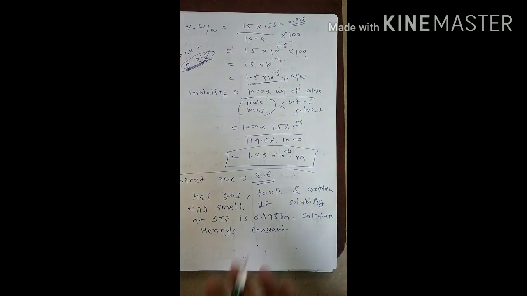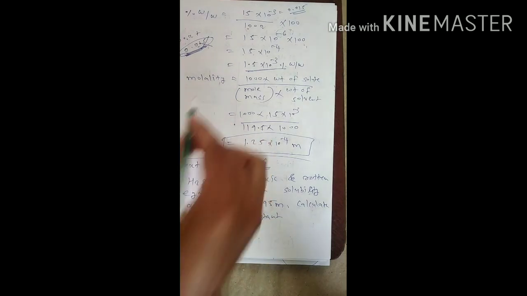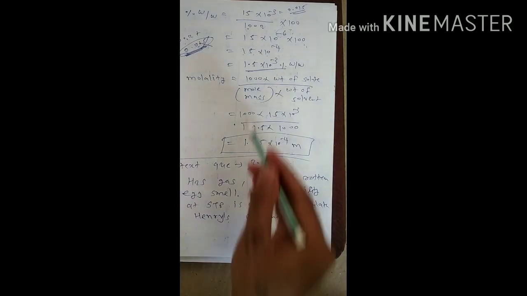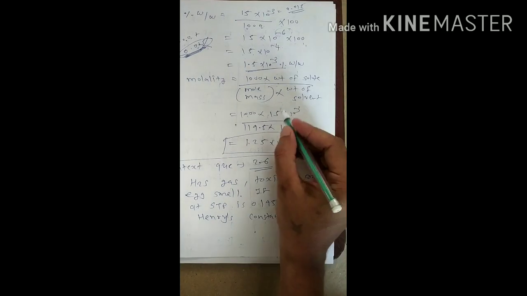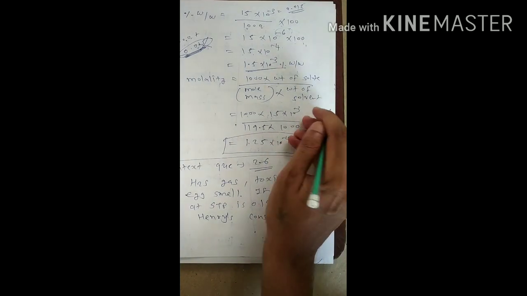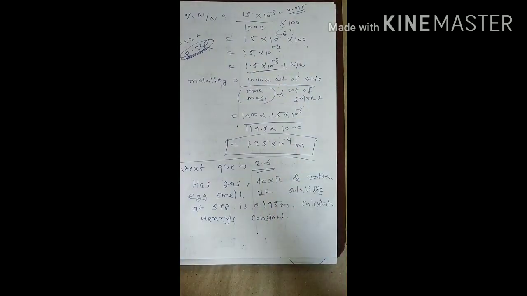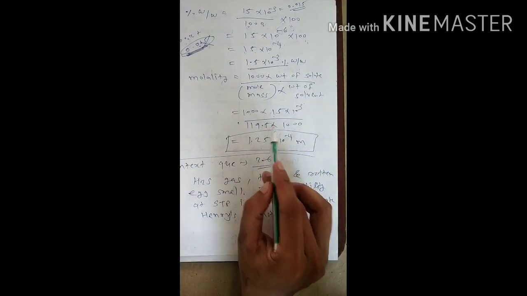Now what is the second unit you want to derive? Molality. The formula for molality is 1000 into weight of solute divided by molecular mass into weight of solvent. 1000 as such. Here the weight of solute is 15 into 10 raised to minus 3, that is 15 milligrams, divided by the molecular mass of chloroform.